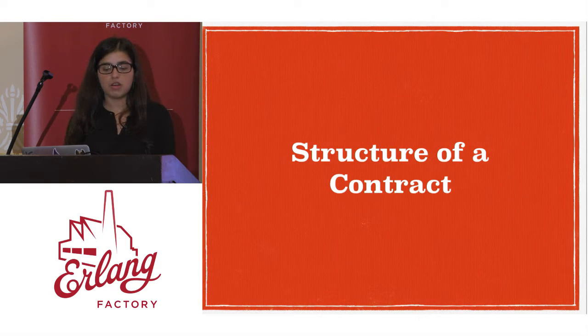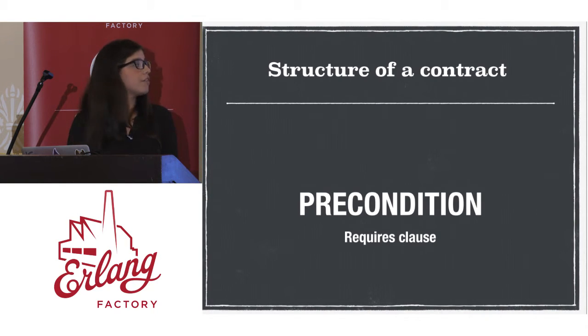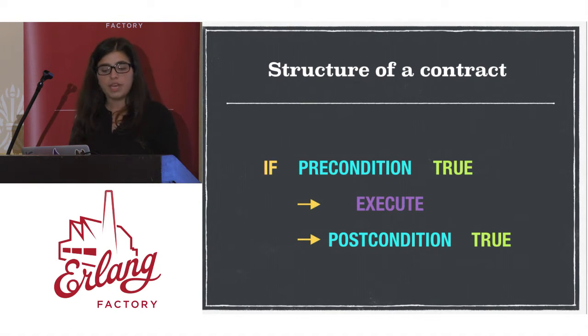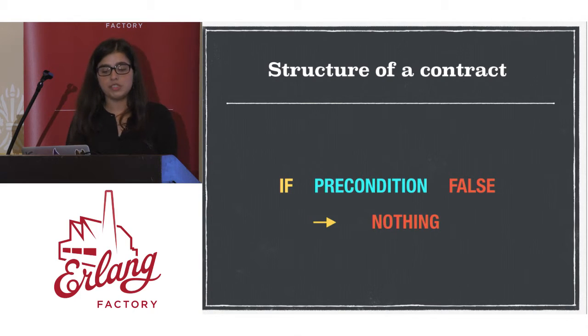So for the structure of a contract, obligations in this case are expressed via preconditions and postconditions. A precondition is usually a require clause, and this characterizes the responsibility of the program that calls the method. And the postcondition, that is usually an ensure clause, characterizes the responsibility of the program that implements the method. So if the precondition is true when a method is called, then the method will terminate, returning to the calling program, and the postcondition will be true when it does return. And also, if the precondition is not true when a method is called, that method may do nothing.